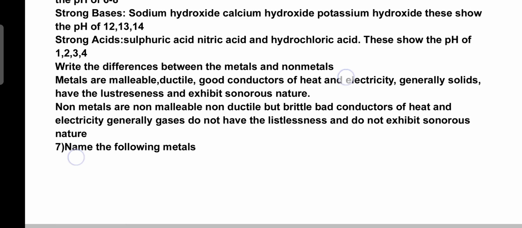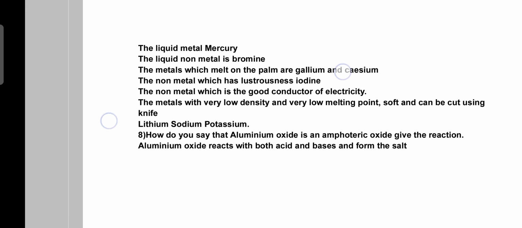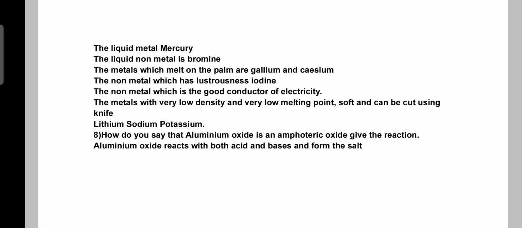Now let us see one mark questions which can come like this. Name the following metals. The liquid metal is mercury, Hg. The liquid non-metal is bromine, Br. The metals which melt on the palm are gallium and cesium. The non-metal which has lustrousness is iodine, which shines. The metal which is the best conductor of electricity is gold. Next comes silver, and last comes copper.